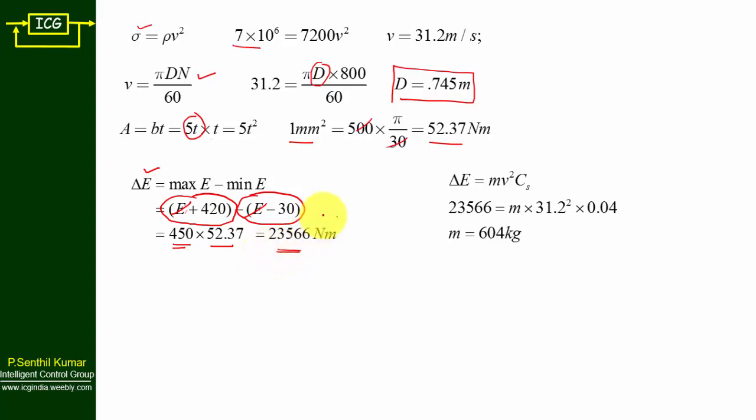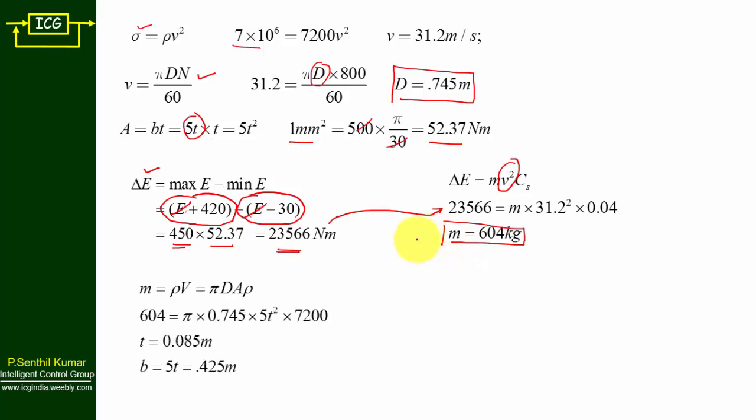Now there is a formula for del E. Del E equal to m V squared Cs. Why are we using this formula particularly? Because we already know the value of V. So m is unknown, velocity known, Cs known, and del E value is available here. When you substitute, you can find a mass of 604 kg.